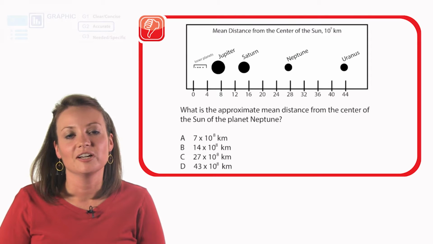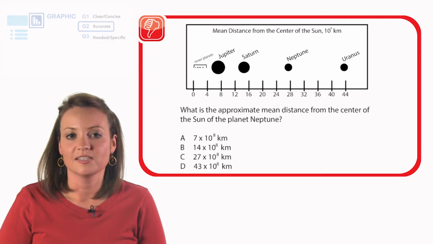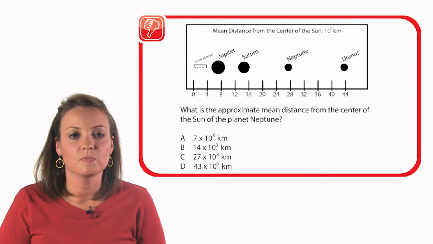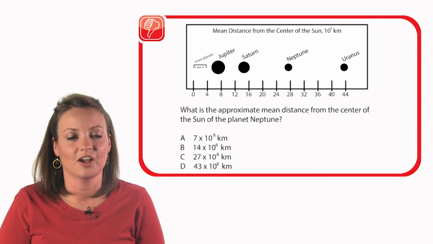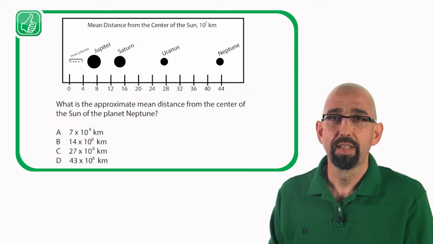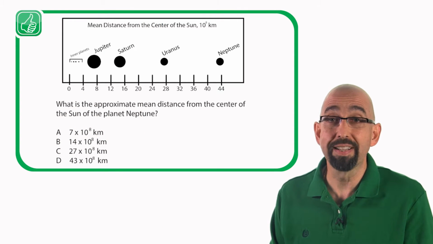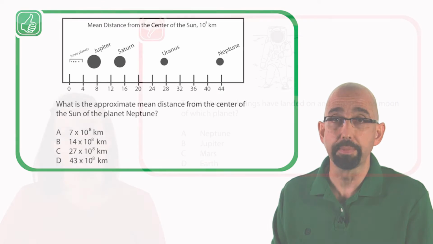This example fails at criterion G2, accurate. The example is flawed because the graphic is inaccurate. The positions of Neptune and Uranus have been reversed. It will be unclear to the test taker whether to find the actual distance of Neptune or that which is represented in the diagram. This example is improved because the diagram now more accurately represents the order of planets in the solar system.